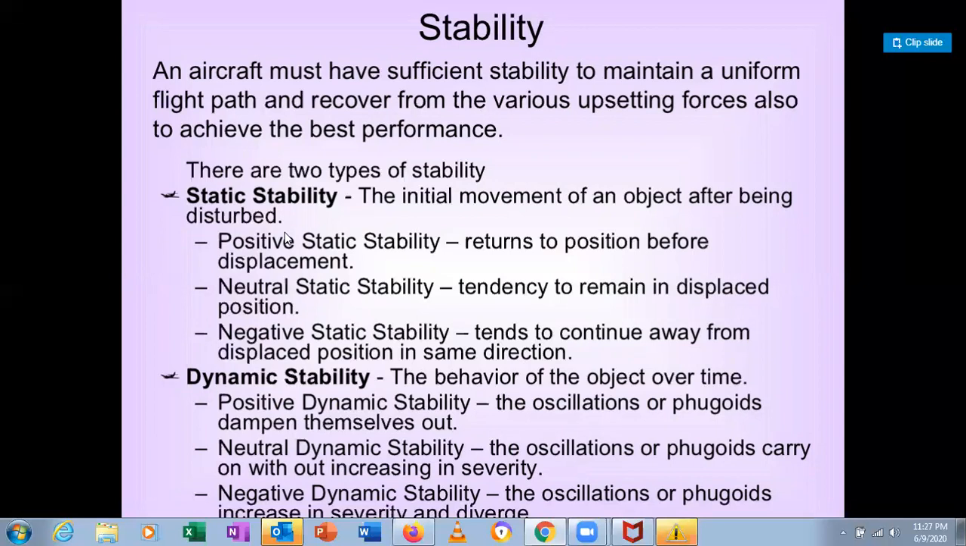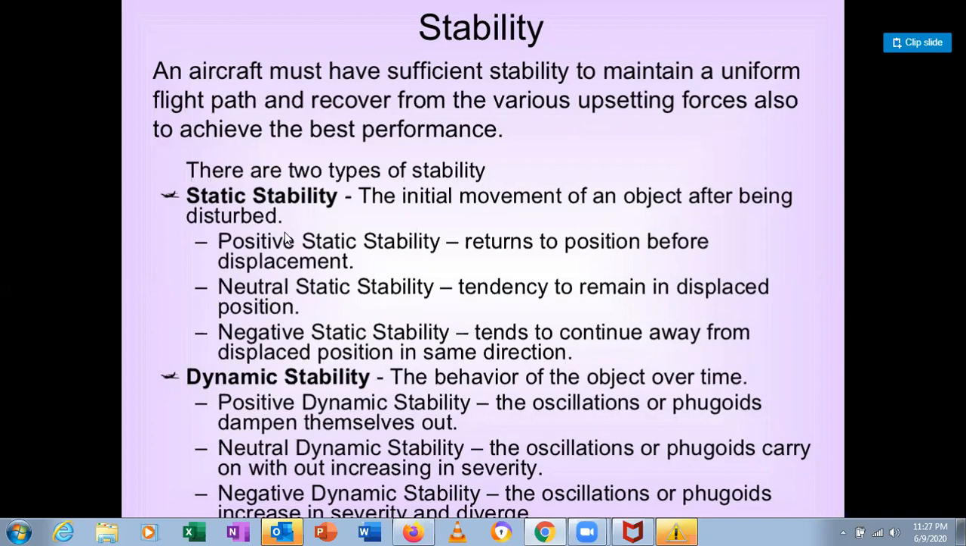We have two types of stability: static stability and dynamic stability. Static stability we will learn in aircraft stability and control. In flight mechanics, we have longitudinal stability, lateral stability, directional stability, and dynamic stability. We will learn them in detail there. Just understand the concept of stability right now. When you disturb the object, it should come back to the original position. That is called stability. An aircraft or any object is stable if, after the disturbance, it comes back to the original position.